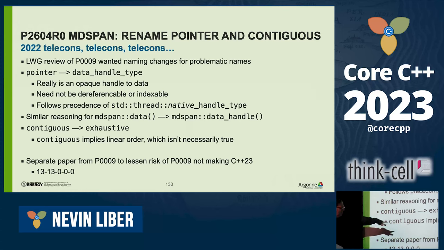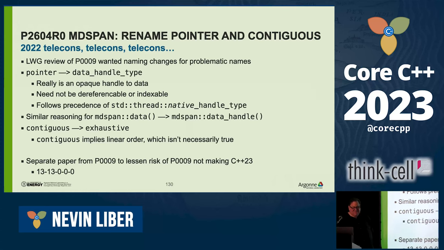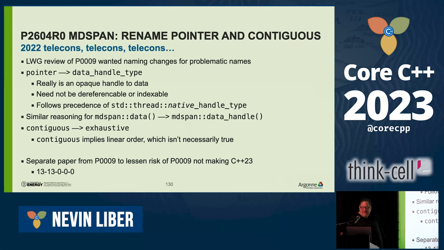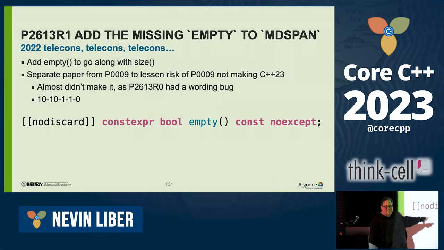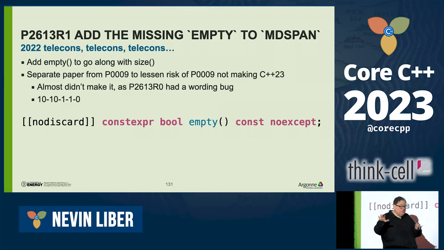And we want to separate. We're not going to risk MDSPAN for anything at this point. Somebody noticed empty was missing, so we have to add that as a separate paper too. Again, no risk to MDSPAN, right? Any changes we make, people go, are you making any changes? Maybe we should keep it for C++26 when you're sure of what you want.